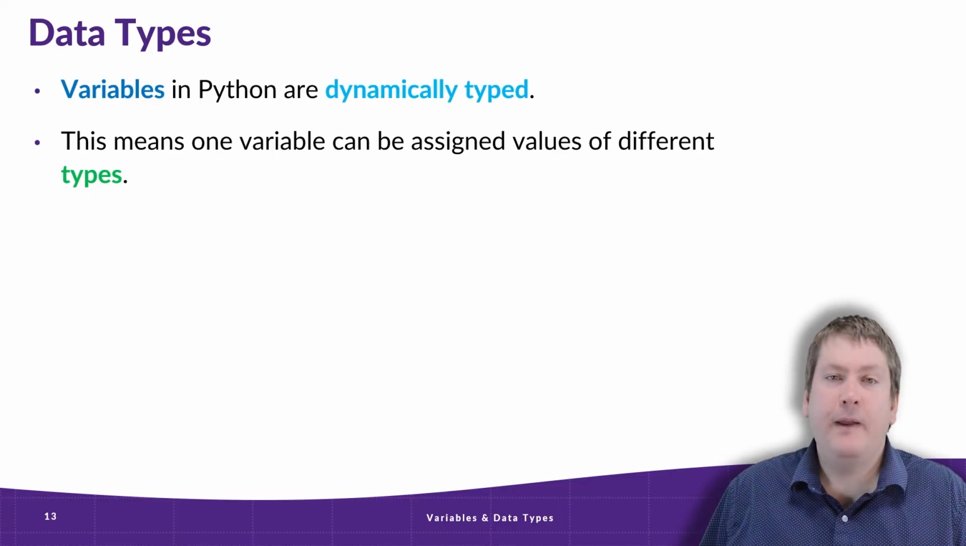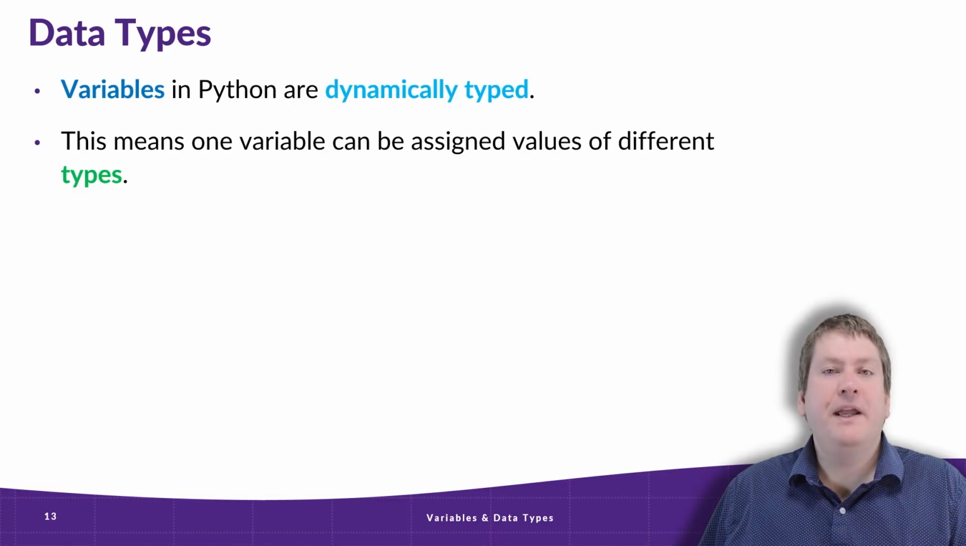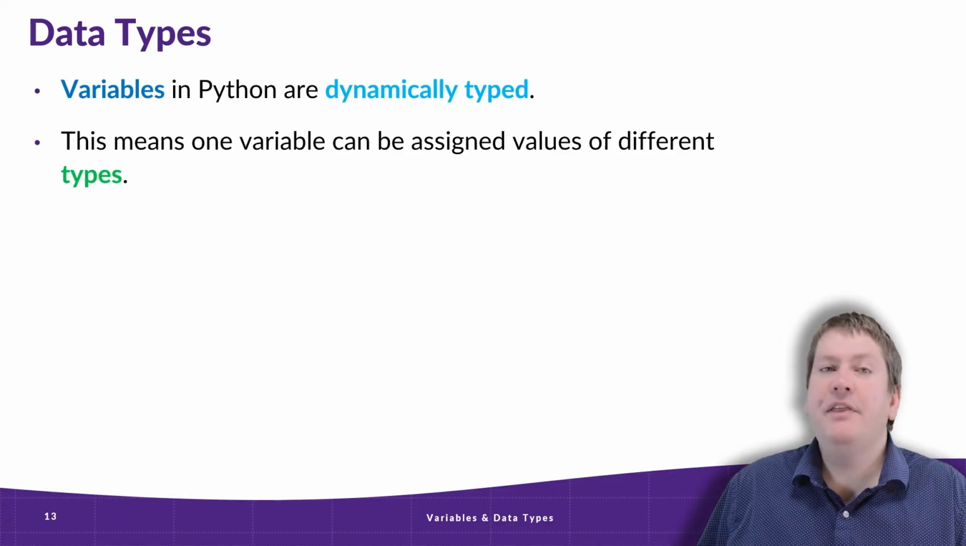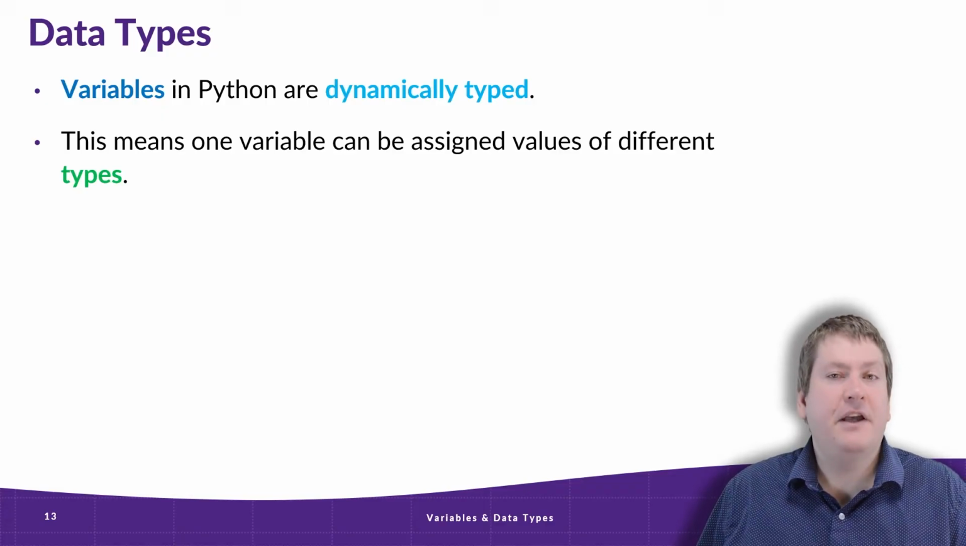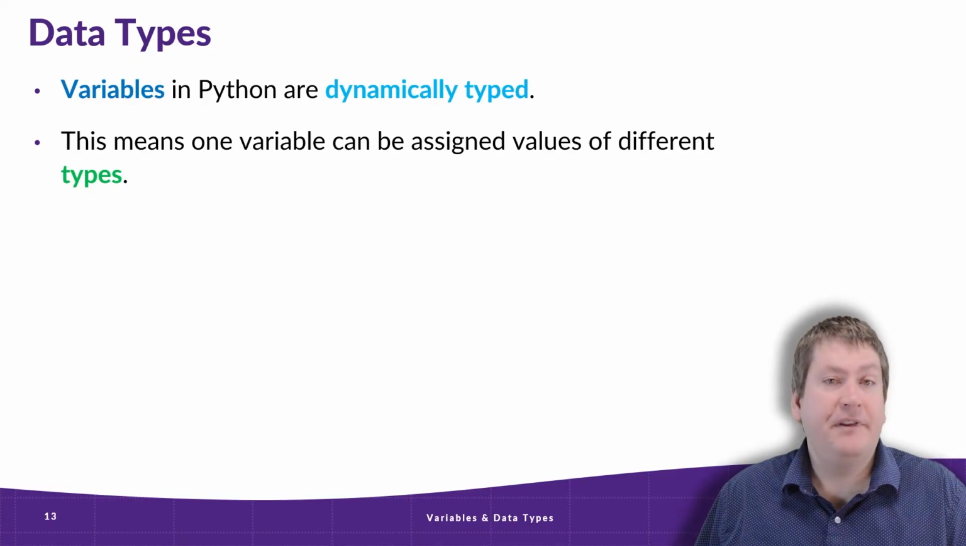Compared to other programming languages, Python does do a lot of work to handle and deal with types for us. In languages such as Java or C, you have to explicitly declare the data type for a variable when it's first declared, and then the variable can never store a value of a different type. We call that approach to typing statically typed. Python, on the other hand, is dynamically typed. This means one variable can be bound to values of different types.